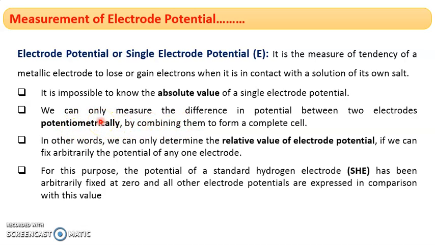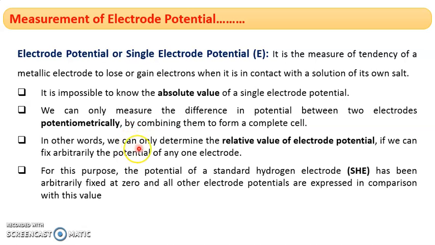So if you want to find out the electrode potential of an electrode, that sample electrode must be connected to another electrode that is called a reference electrode. By finding out the potential difference between the two connected electrodes, we can find out the electrode potential of the sample electrode.